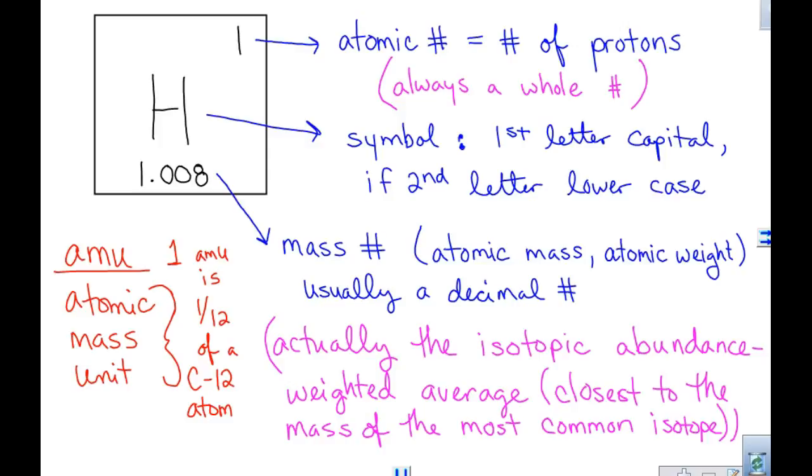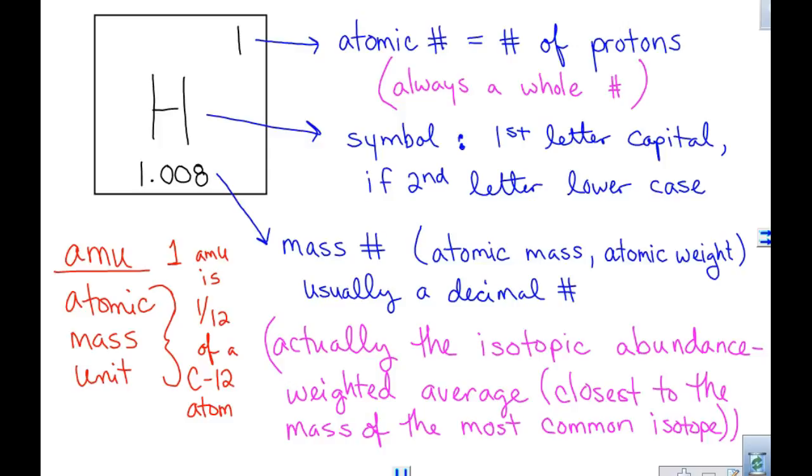And what do you notice about the ones that are whole numbers? What are they in? They're in parentheses. Okay? All of those things that are in parentheses, that is not the isotopic abundance weighted average. It is actually the mass of the most stable or longest lived isotope. So all of those that you see up there that have their mass in parentheses are radioactive.